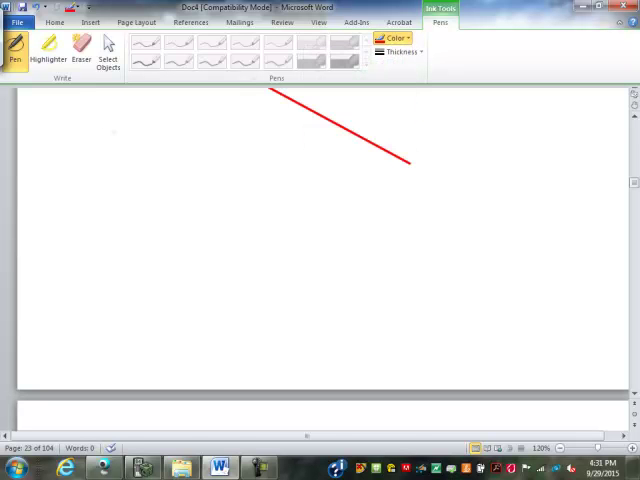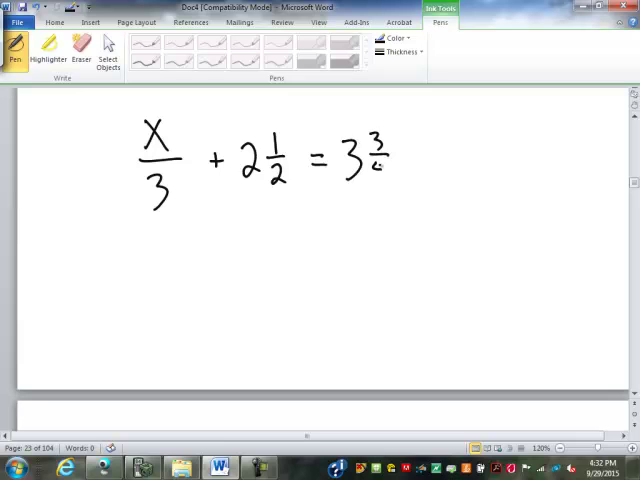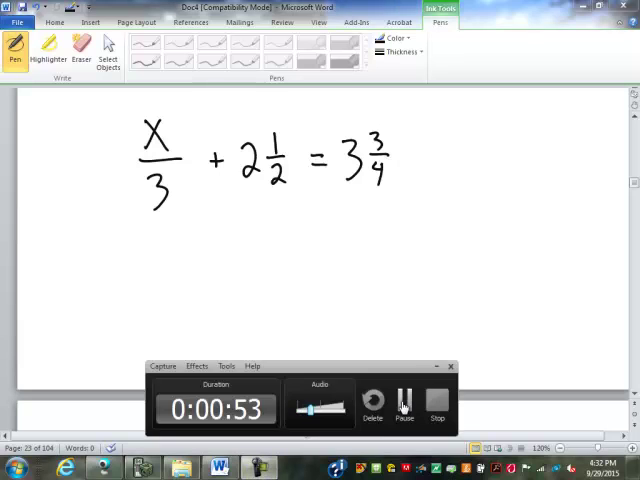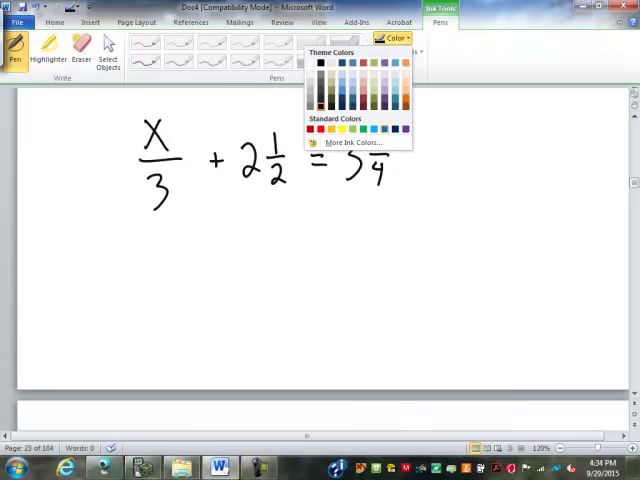Let's look at something like x over 3 plus 2.5 equals 3 3/4. I'm going to let you try that one in your notes quick, and then we will come back and go over it in just a minute. Okay, where are we going to start?